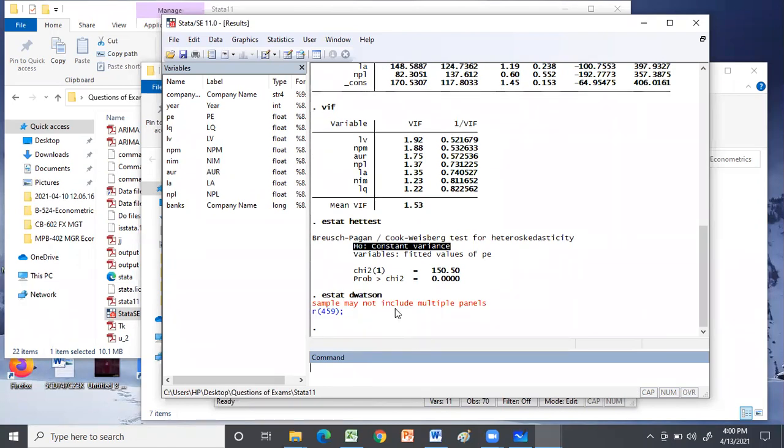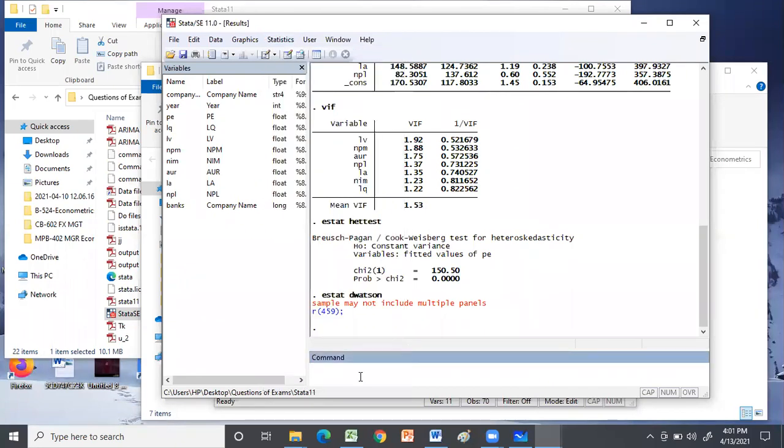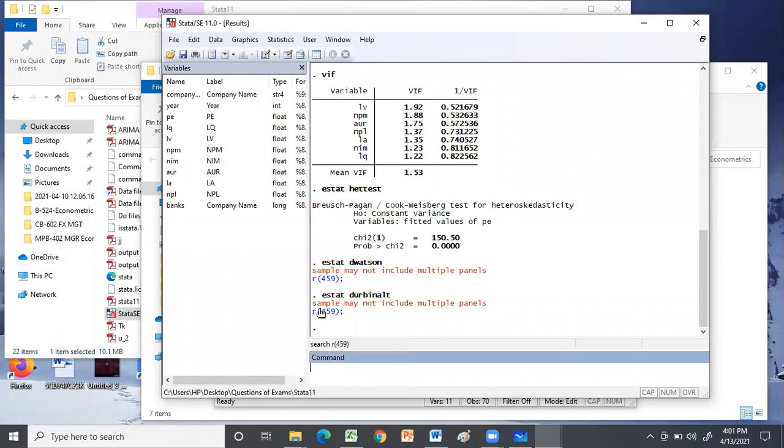Here, notice one thing: the D statistic or Durbin-Watson test would not be applicable for the panel dataset. Second, sample may not include the multiple panels. You cannot calculate the D statistic for the panel, only for time series data. You can also test with Durbin alt, but this will say the same thing: sample may not include the multiple panels. Can you all see? Yes, sir.